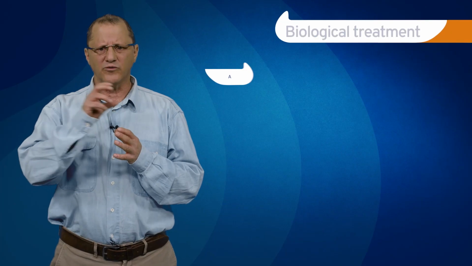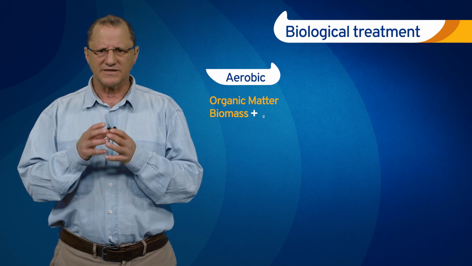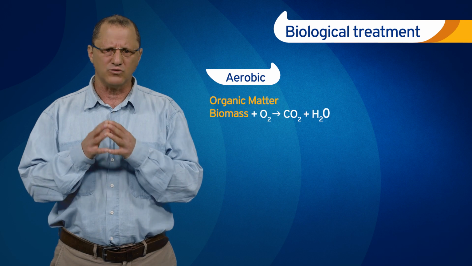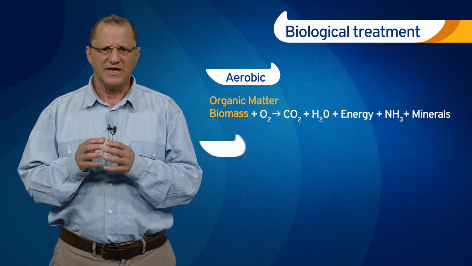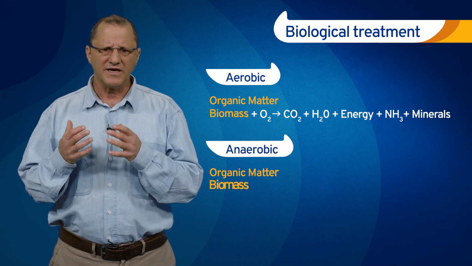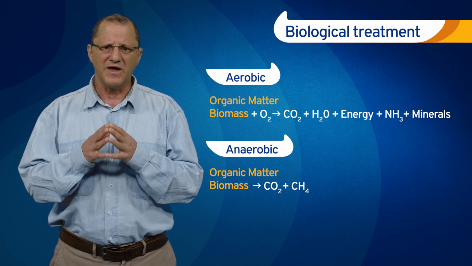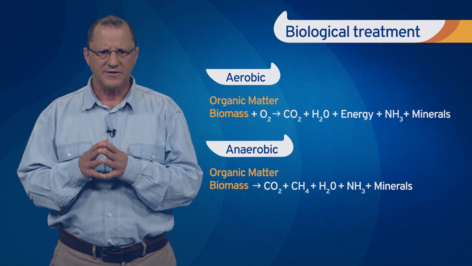Schematically, this biological mineralization can be described as follows. Under aerobic conditions, organic matter or biomass plus oxygen is converted to carbon dioxide plus water plus energy, ammonia, and minerals. In the anaerobic process, organic matter or biomass is converted to carbon dioxide, methane, water, ammonia, and minerals.